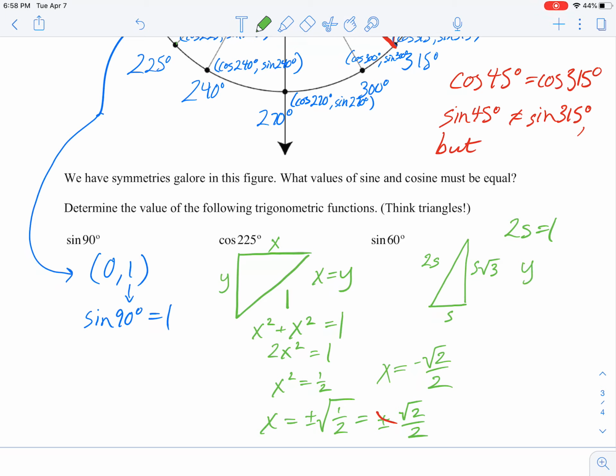So this might actually be enough for us to work with. We could say that y equals, well, if 2s equals 1, then 1/2 should be s. And that will give us y equals root 3 over 2. So what we can say then is that the sine of 60 degrees is root 3 over 2.